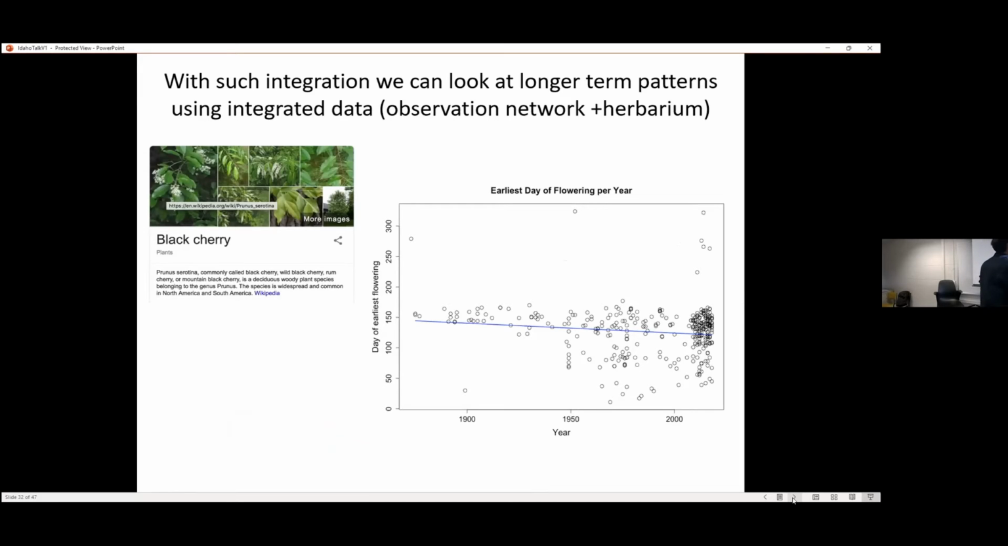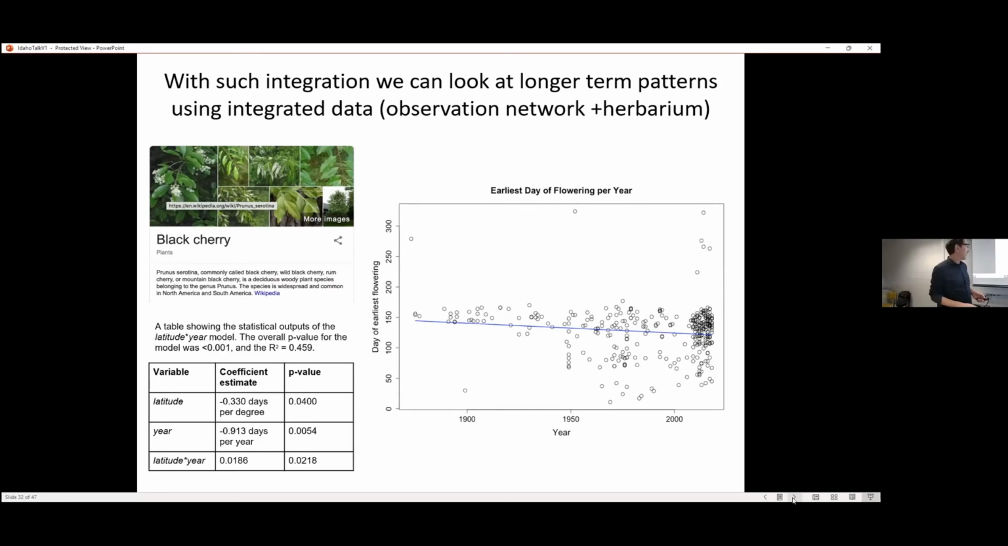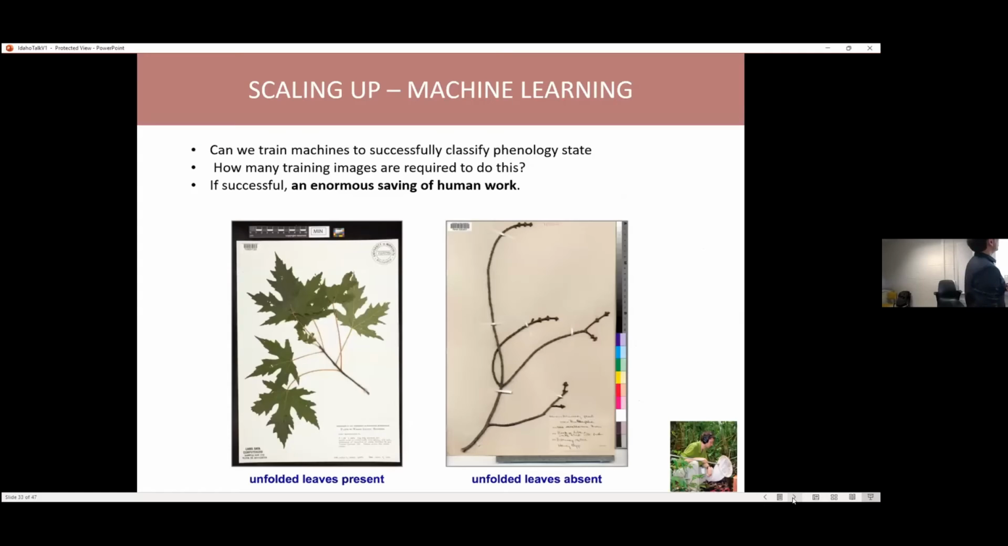And although I wouldn't put much stock in this line because of observing effort biases towards the present, that is probably the main reason for the decrease here. But we can at least begin to integrate those data. We can integrate herbarium data and observation data in one framework, which is really cool. And we did some stats, but ignore those basically.